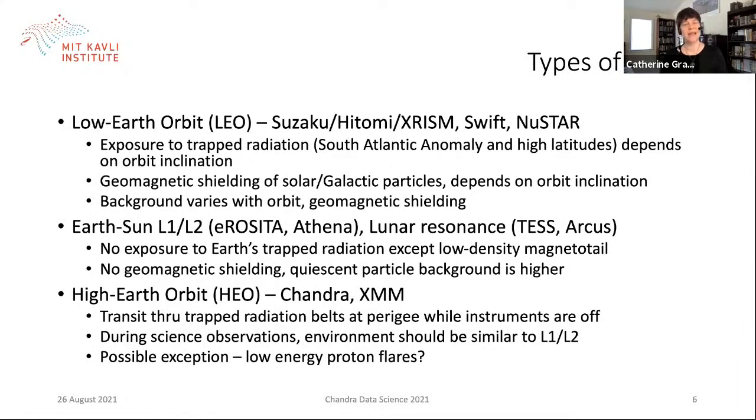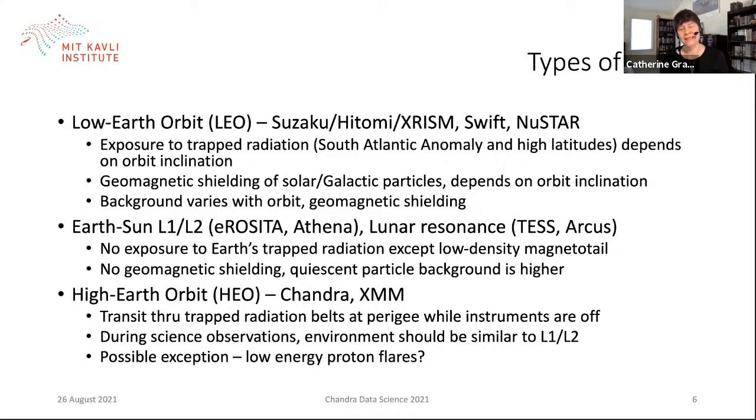The opposite end is Earth-Sun L1, L2. That would be like eROSITA, which is at L2 currently, and Athena, which is currently proposed for L1, or a lunar resonance orbit, which are very large, long orbits, like what TESS is doing now and the proposed Arcus spacecraft would be doing. In this case, there's no exposure to Earth's trapped radiation except possibly the low density magnetotail behind the Earth. There's also no geomagnetic shielding, so the quiescent particle background is higher than it would be in low Earth orbit.